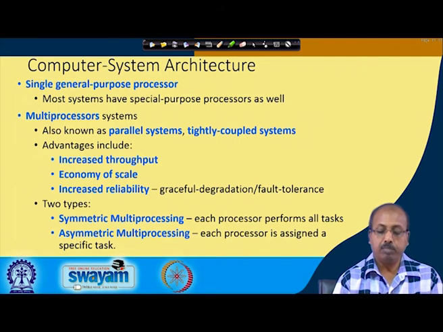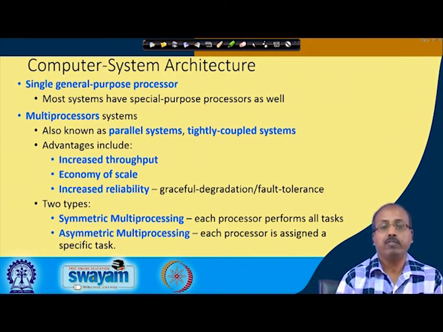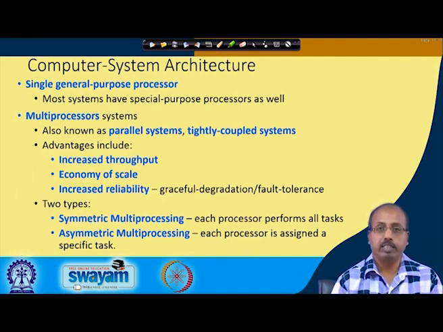Then the reliability can be improved, with either graceful degradation or fault tolerance. Multiple processors are there, so if one processor becomes faulty, the job that this processor was doing may be taken up by some other processor. The overall system throughput will become less, but the system will not fail. Compared to the single general purpose processor, if that processor fails, then the entire system fails. So, in a multiprocessor system, we have graceful degradation or fault tolerance.